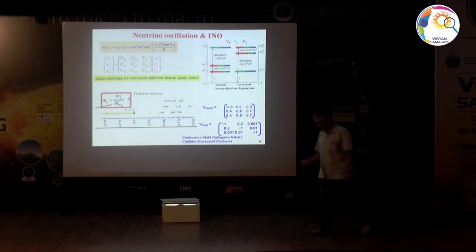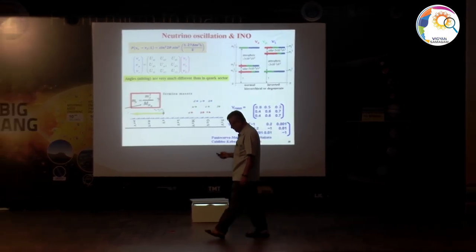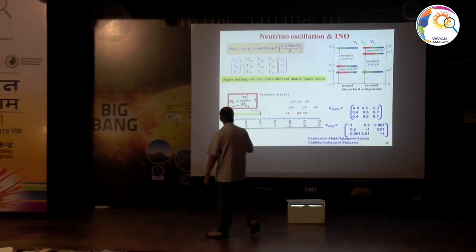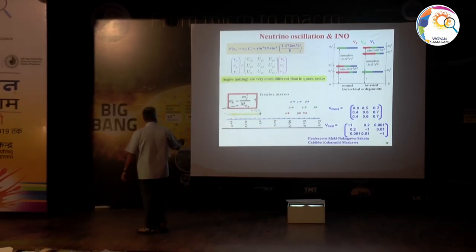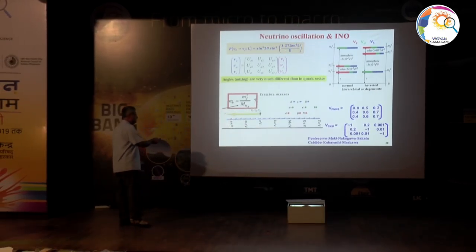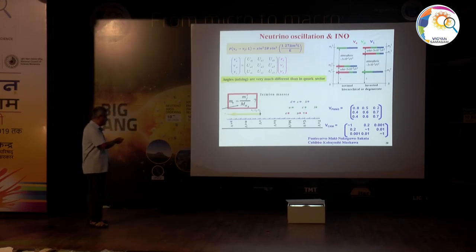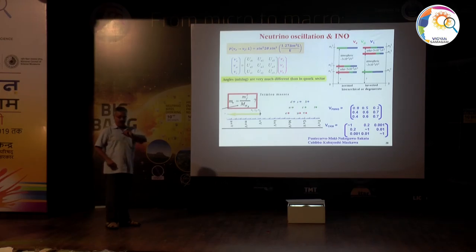These are one of the main goals of the INO experiment, other than measuring the angle theta, delta M square, those things. Along with that, we will measure this. Okay, this is just one word, I will not put more emphasis on this. This is the mixing we see in the neutrino sector. Same thing we also see the mixing in the quark sector.